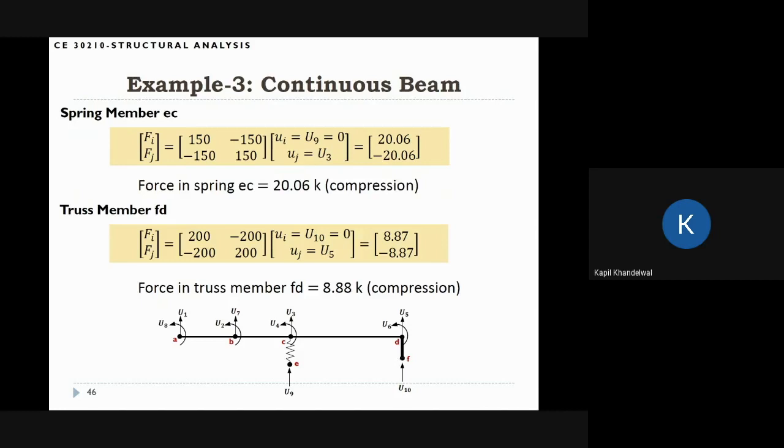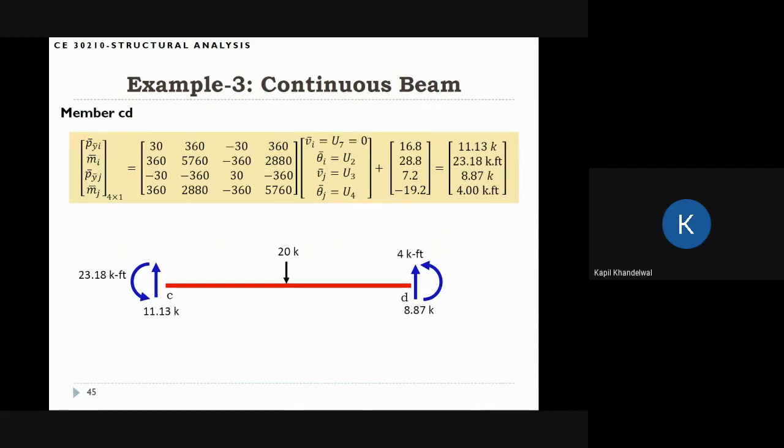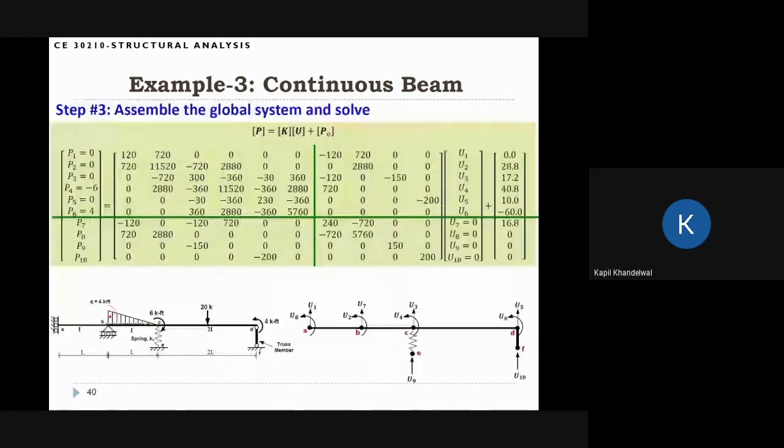Before I end the session, I want to make some comments. One interesting thing is that I'm calling one member a spring and one member a truss, but for all technical purposes, they are very similar. The only difference is I'm using EA by L or KS, but mathematically they are the same. So you can take a truss member and replace it by a spring. It's perfectly fine. They are both mathematically equivalent. So that is one observation. The second observation is, let me go back and tell you some interesting observation here.